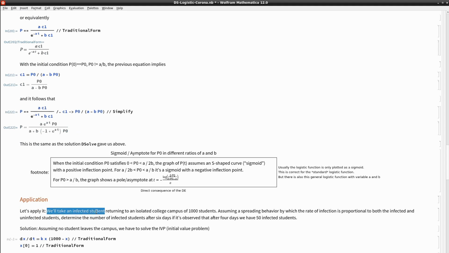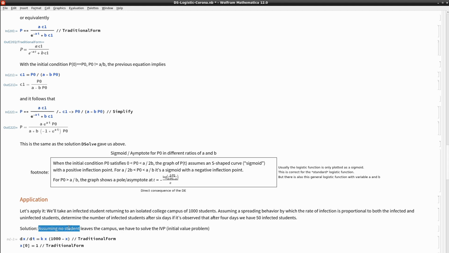We'll take one infected student that's returning to an isolated college with 1,000 students. And assuming that the spreading behavior by which the rate of infection is proportional to both the infected and the uninfected students, you are supposed to determine the number of infected students after 6 days, when it's observed that after 4 days we have 50 infected students. So that's like today is day number 5. Yesterday we had 50 infected students. How many do we have tomorrow?